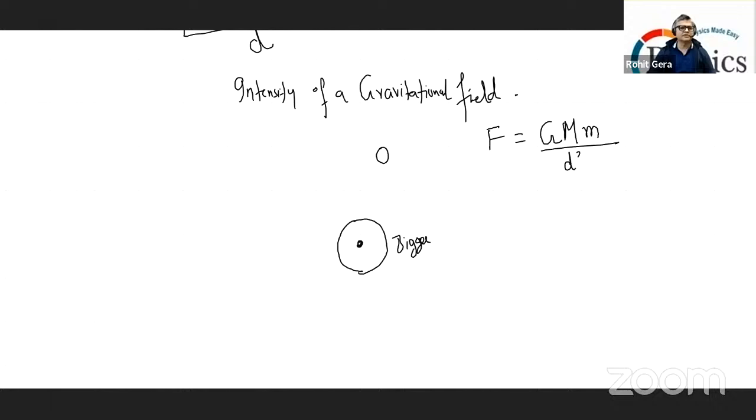This is Newton's law of gravitation. Now, if I were to calculate the intensity at a distance d due to the bigger mass, then the intensity will be F by m is equal to GM by d square. So this is the force experienced by 1 kilogram of mass at a distance d. Whatever is the force experienced by 1 kilogram of mass at a distance d is known as the intensity of the gravitational field and is denoted by E.